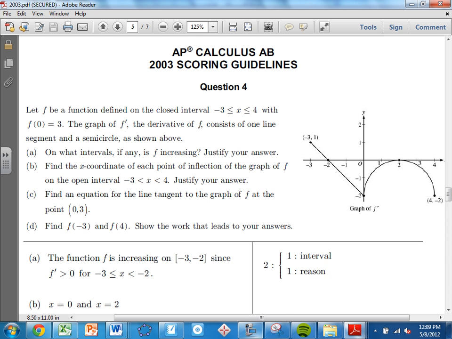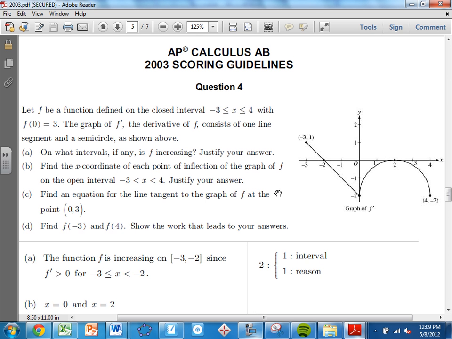Let's keep it to math discussion for now, guys. Sorry, I don't want to get sidetracked. So, let f be the function on the closed interval from -3 to 4, with f of 0 equals 3. The graph of f prime consists of one line segment and a semicircle. So what is this the graph of again?